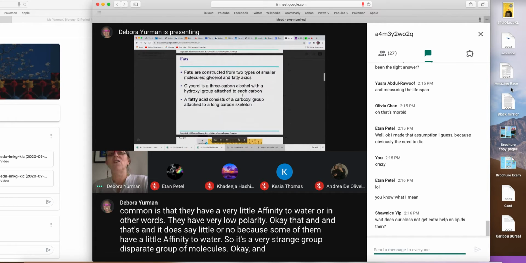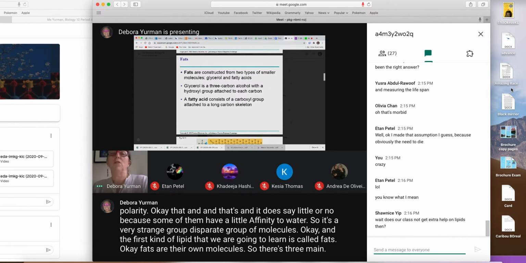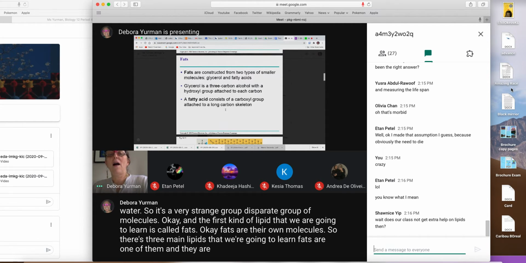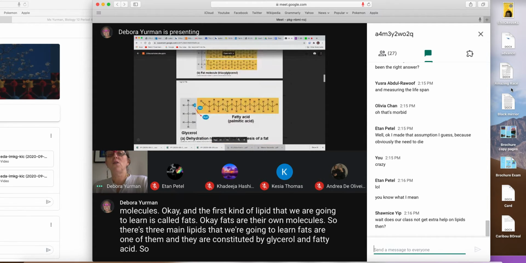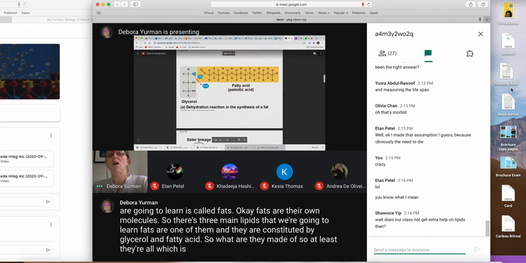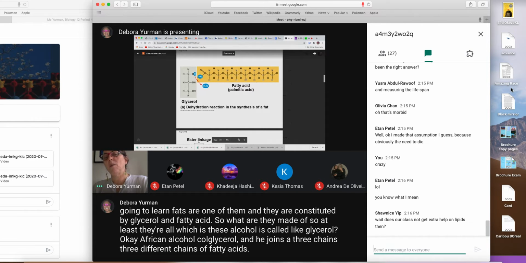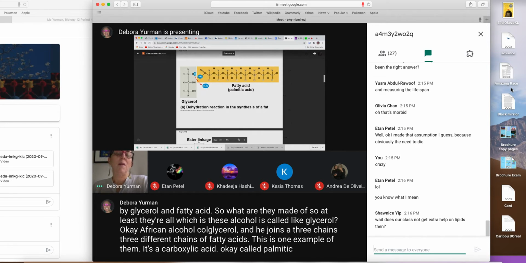The first kind of lipid that we are going to learn is called fats. Fats are their own molecules. There are three main lipids that we're going to learn. Fats are one of them, and they are constituted by glycerol and fatty acids. So what are they made of? A glycerol, a 3-carbon alcohol, joins three different chains of fatty acids. This is one example of them, a carboxylic acid called palmitic acid, but there can be many of them.